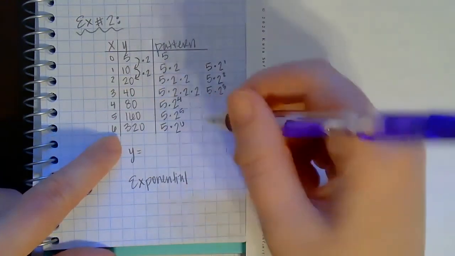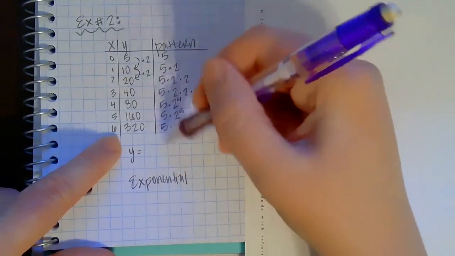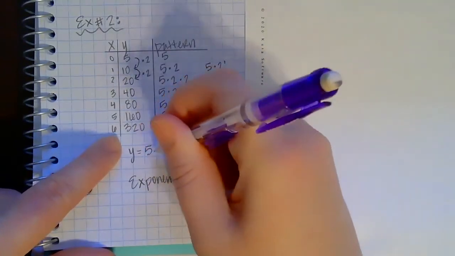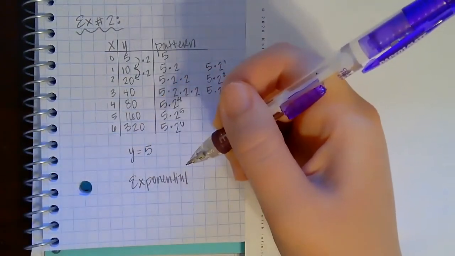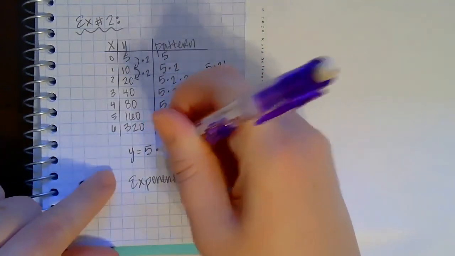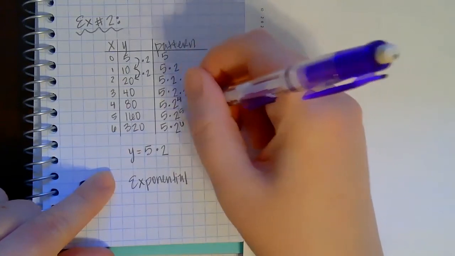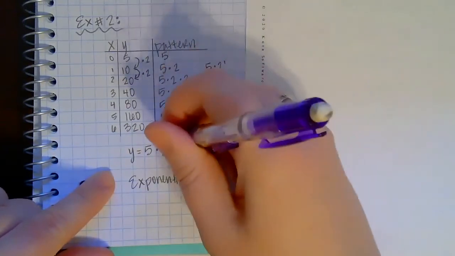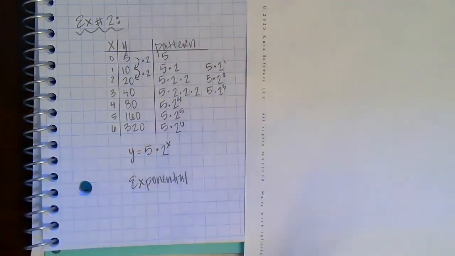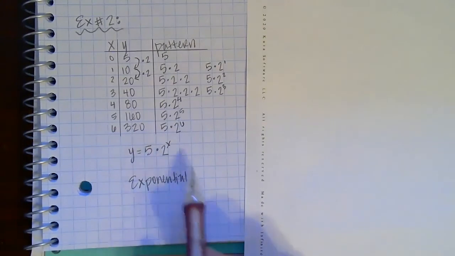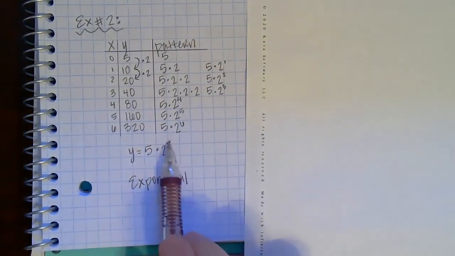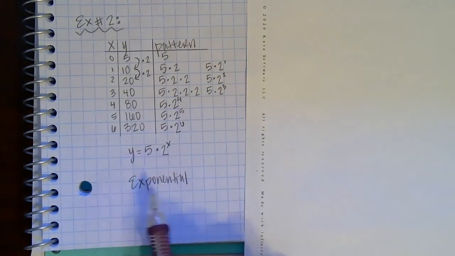So then for our equation, the stuff that stays the same, the 5 times 2, is still in our equation. This is our starting value. That's what we're starting with, 5. And the multiplier is 2. And this number right here is your x value, so I'm just going to put an x right there. Obviously, exponentials have an exponent in the equation. That's why they're called exponentials.